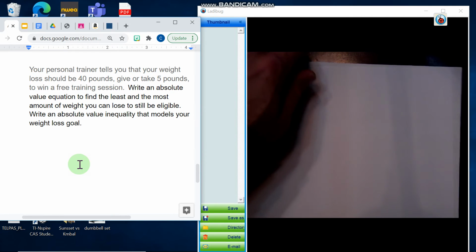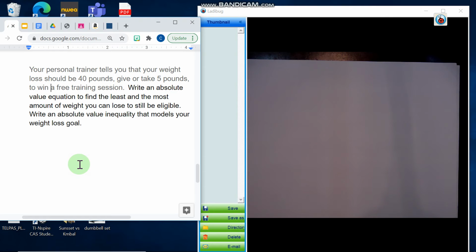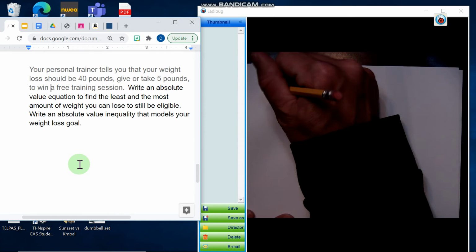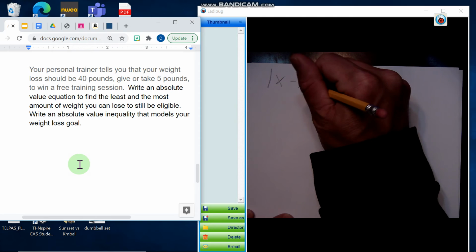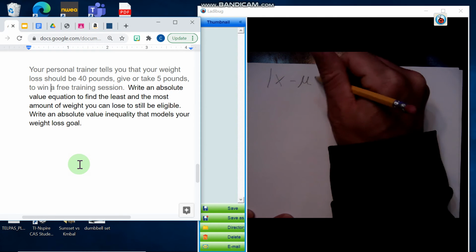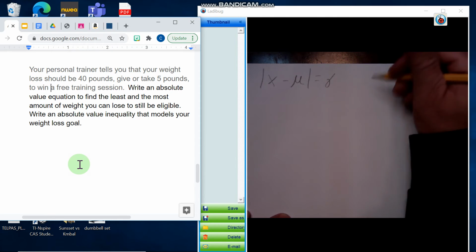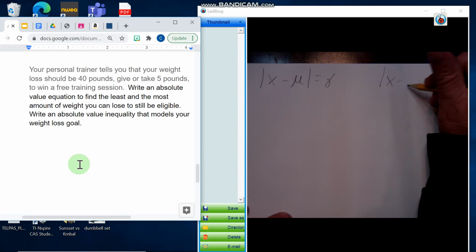Your personal trainer tells you that your weight loss should be 40 pounds, give or take 5 pounds to win a free training session. Write an equation to find the least and the most amount of weight you can lose to still be eligible, and then write an inequality that models our weight loss goal. So we're going to have one of these, and we're going to have one of these.